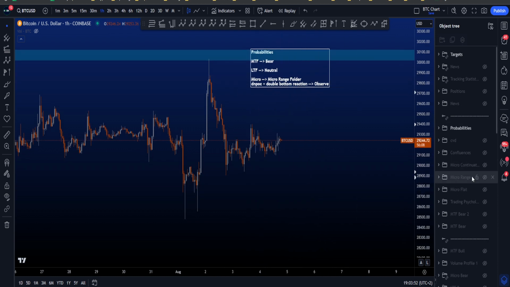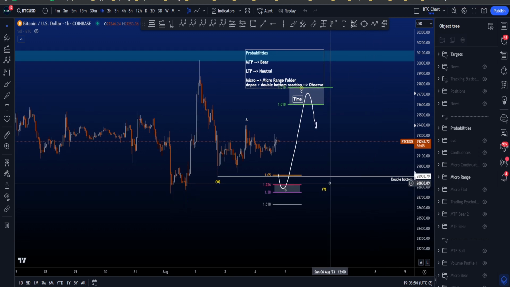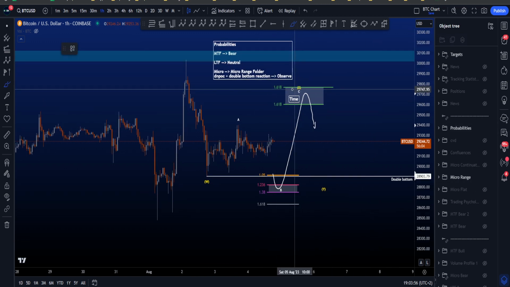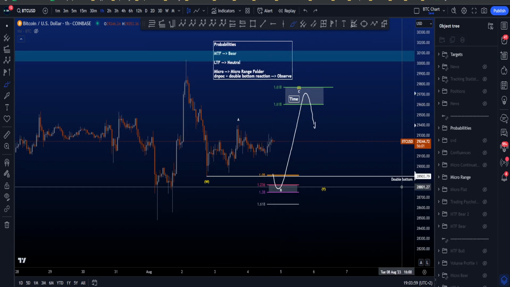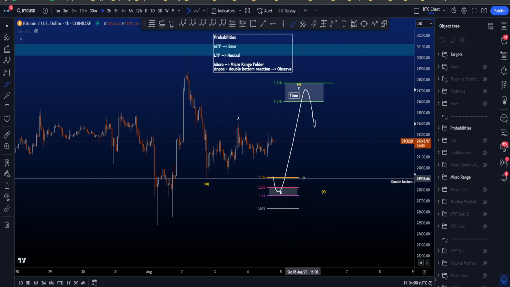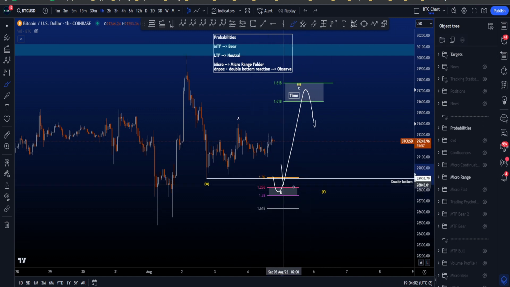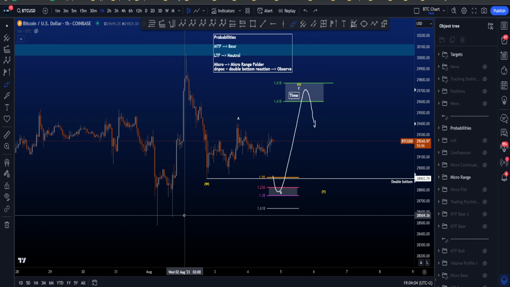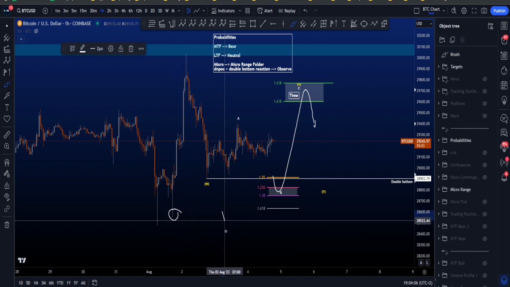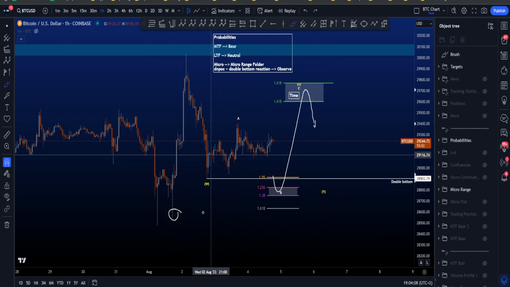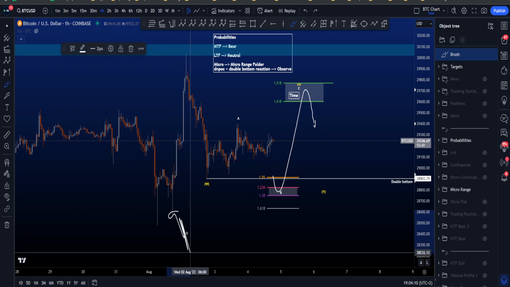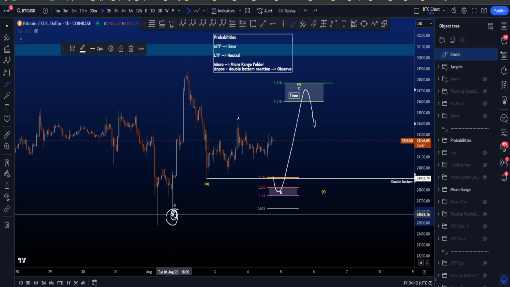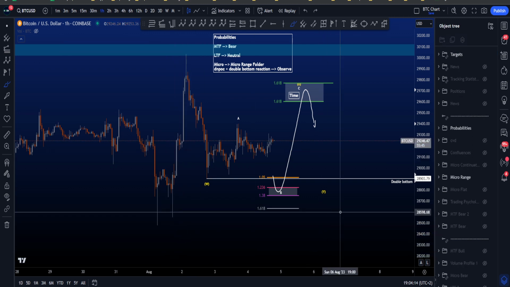But I did write down micro range fold. I'm not really sure why, because of over here, time and the support. So I think once the support is taken, I prefer to see a move to the upside. In a worst case scenario, this low gets taken with a swing failure pattern, and then you move to the upside. But this low, there's just not too much support. So if there's no swing failure pattern here, I expect a move to the downside.